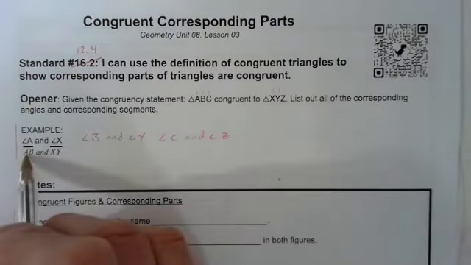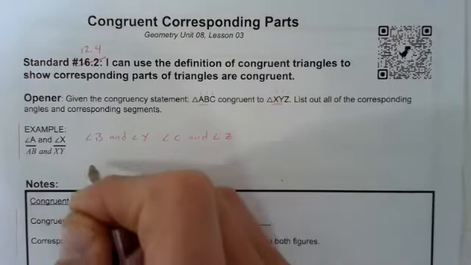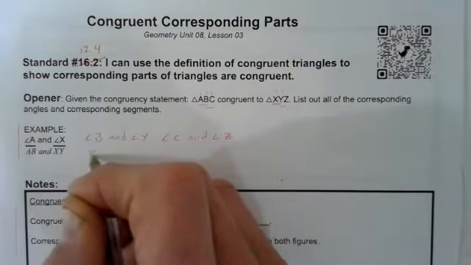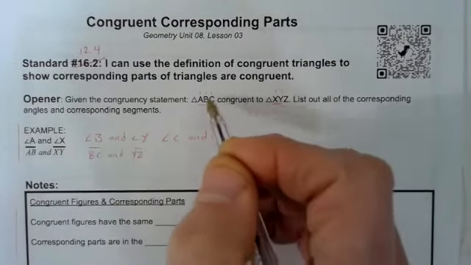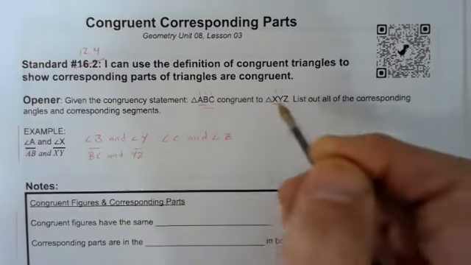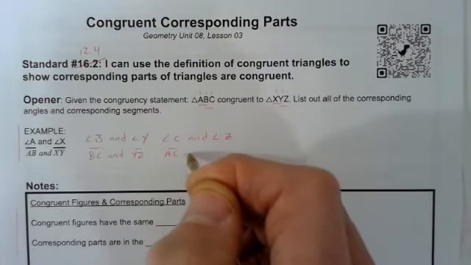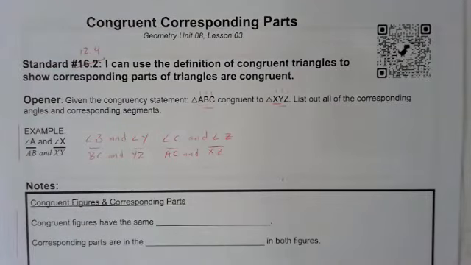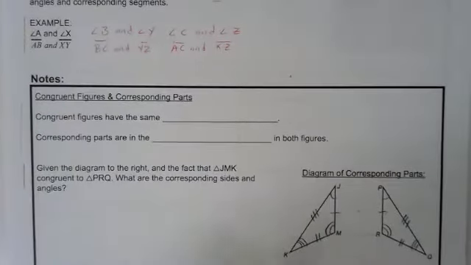Now we can also see that AB and XY, so AB, the first two letters, correspond to the first two letters in this one. So then that tells us that the second two letters will also correspond, BC and YZ. And then the letters on the first and third are the other pairs that we haven't had yet. So AC and XZ correspond. And that's all of them. Those are all 6 congruency statements or corresponding segments and angles that we can come up with for this particular opener. All right, let's jump down to our notes here.